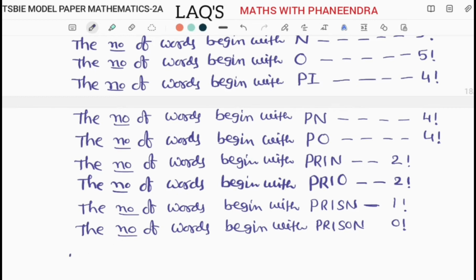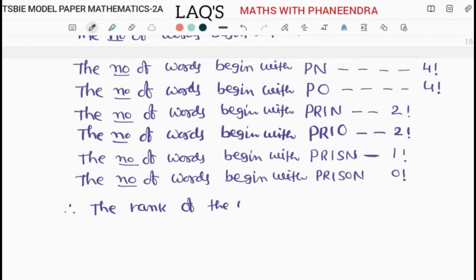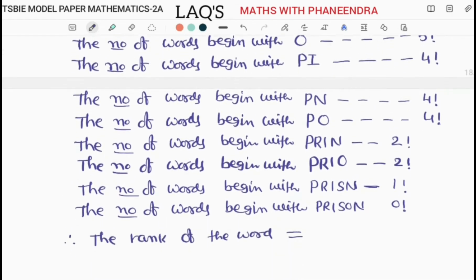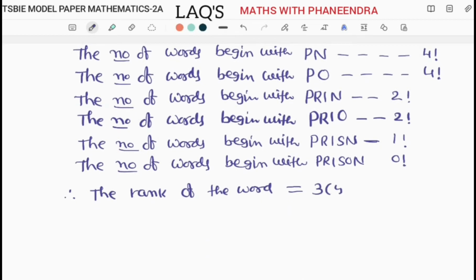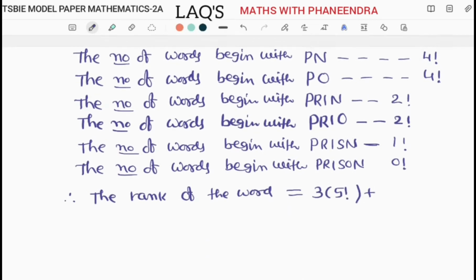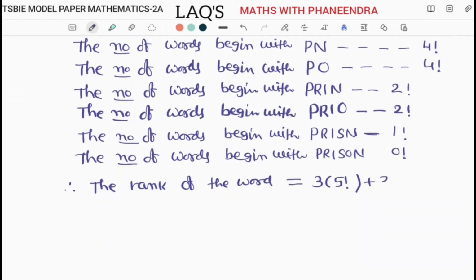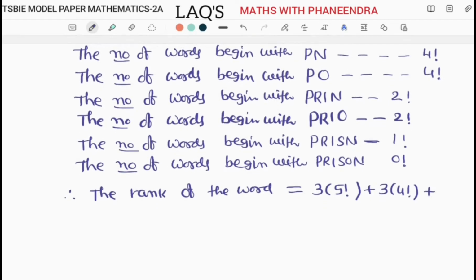Therefore the rank of the word is equal to 5 factorial plus 5 factorial plus 5 factorial. That means 3 into 5 factorial plus how many 4 factorials are there? 3 times 4 factorial plus 2 times 2 factorial plus 1 factorial plus 0 factorial.